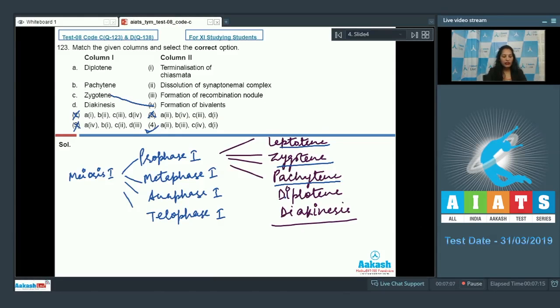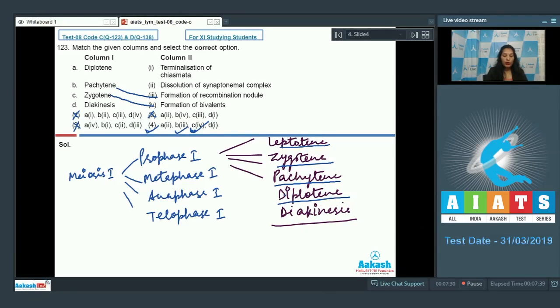Next is pachytene. In case of pachytene, crossing over takes place, and for the crossing over to take place, there is formation of a recombination nodule. So B matches with the third. It is also correct.